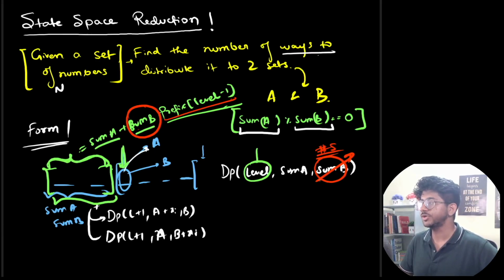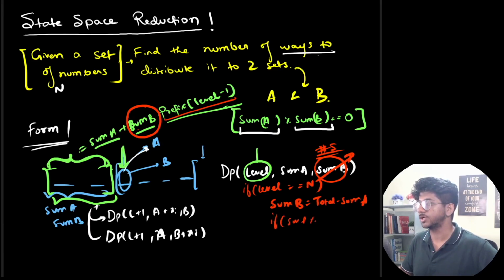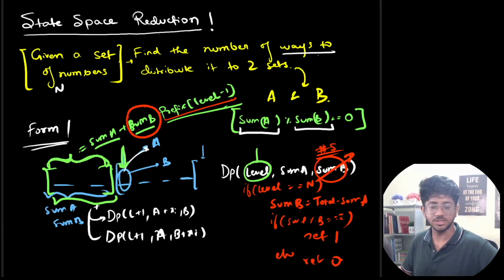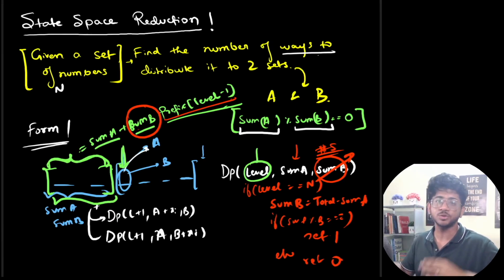But now this will be removed, and at any point in time, if you need to check, let's say if level is equal to n, we can find out the sum of B as equal to the total minus sum of A, and then use this number to check if, let's say, sum of A mod B is equal to 0, return 1, or else return 0. These things we can do directly over here, right? So if you just keep track of sum of A, we know the sum of B.